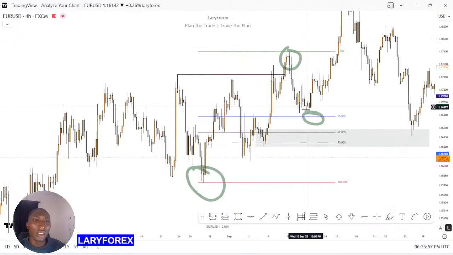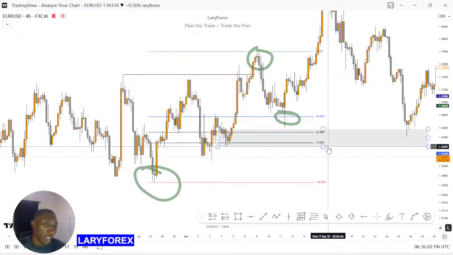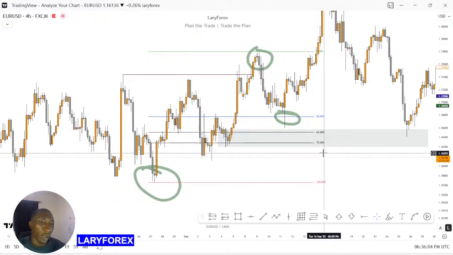So this is it about Fibonacci, about discount and premium levels. If you don't understand, let me see you on the chart. If you understand, let's move on.